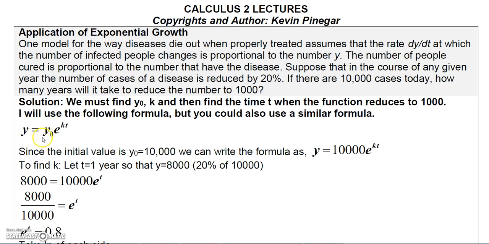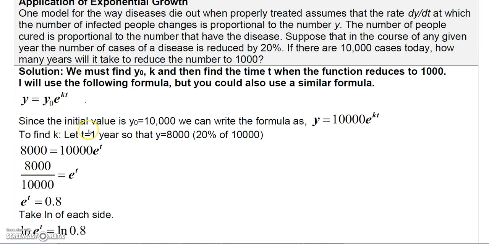So I'm just going to use y equals y0 e to the kt. Now, since the initial value is 10,000, we're going to plug 10,000 in for y0. So we get 10,000 e to the kt. It says that in 1 year the population is reduced by 20%. So let's let t equal 1 year, and we know that in 1 year the population drops 20%, and 20% of 10,000 is 2,000, so we'll only have 8,000 after the first year.